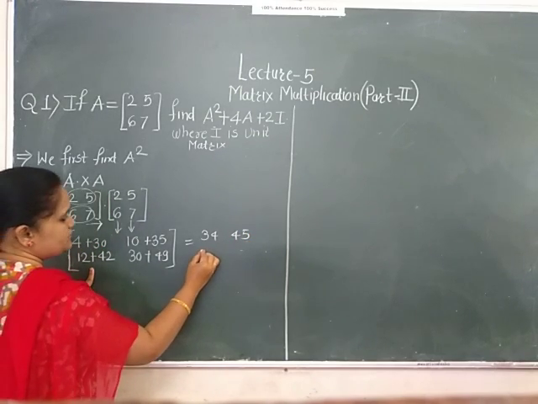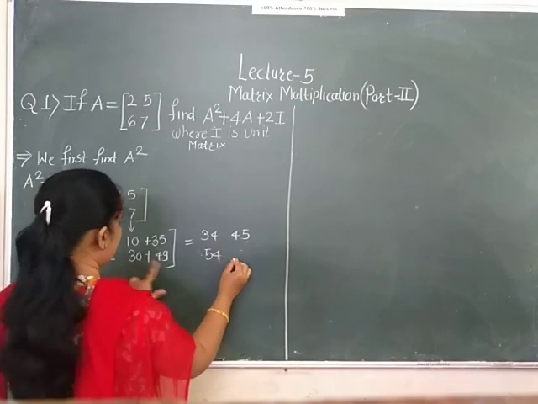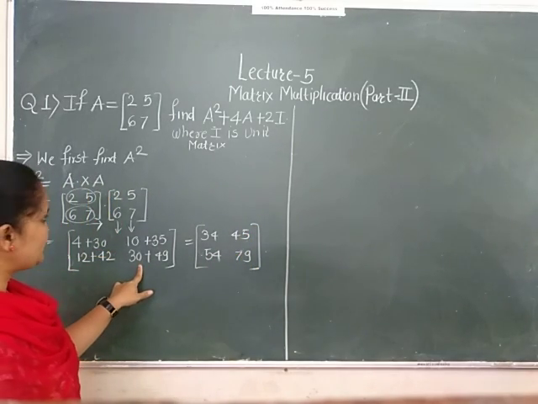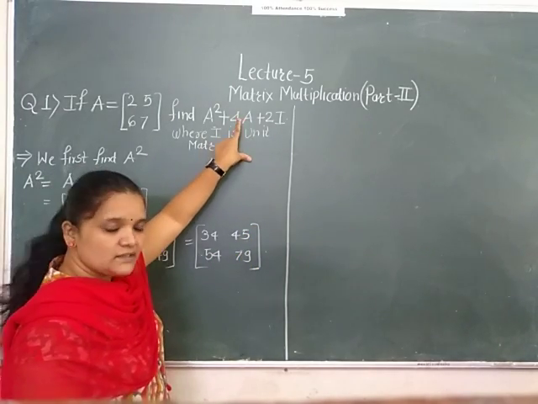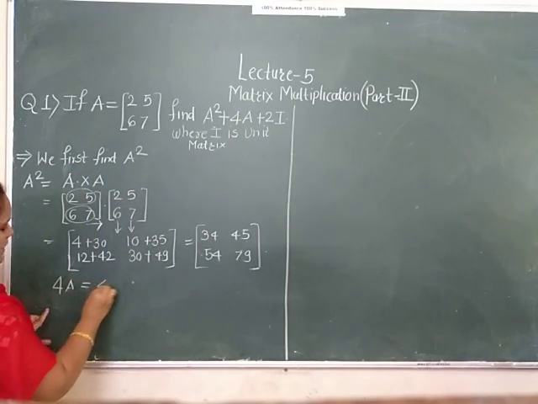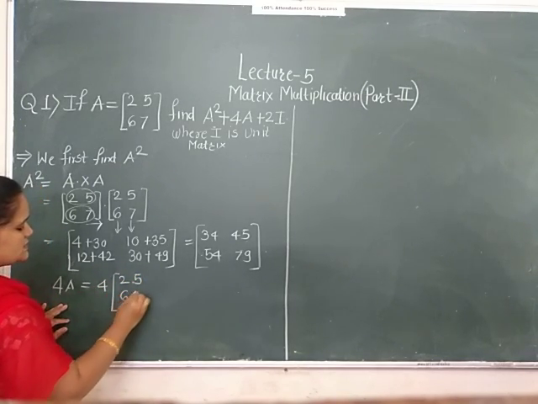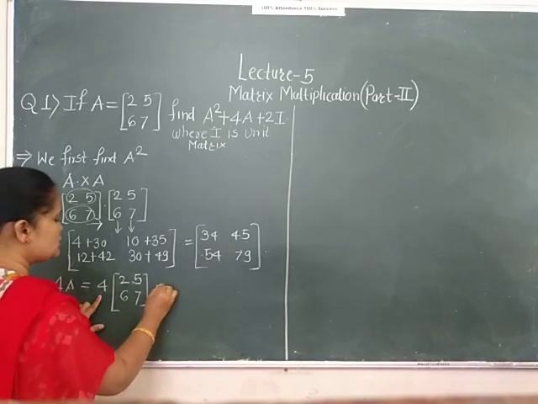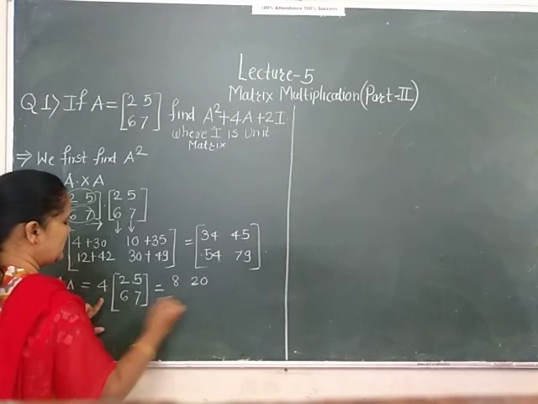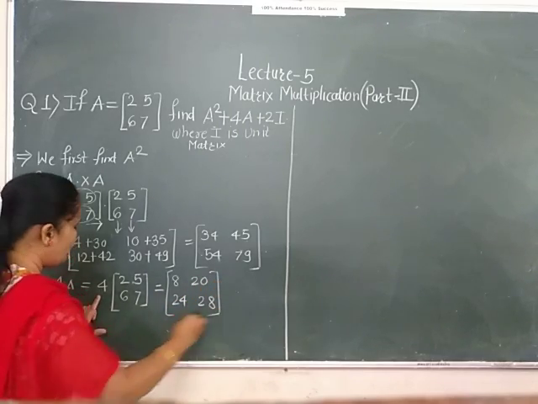Then this is 54 and this is 79. So we got value of A square here. Then second equation में second term क्या है? 4A. So we shall find out here 4A. 4A means 4 will be multiplied to A matrix 2, 5, 6, 7. It is equals to simple है 4 will be multiplied to each and every element 8, 20, 24, then 28. This is value of 4A.